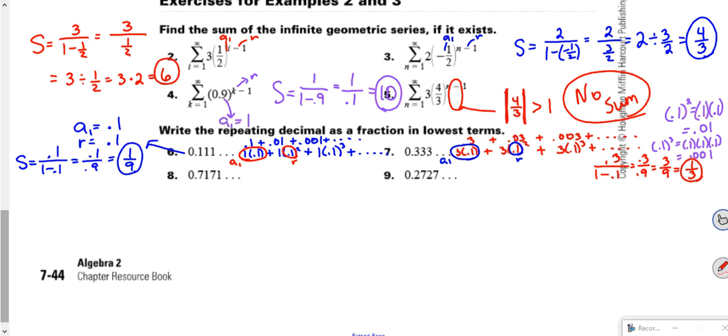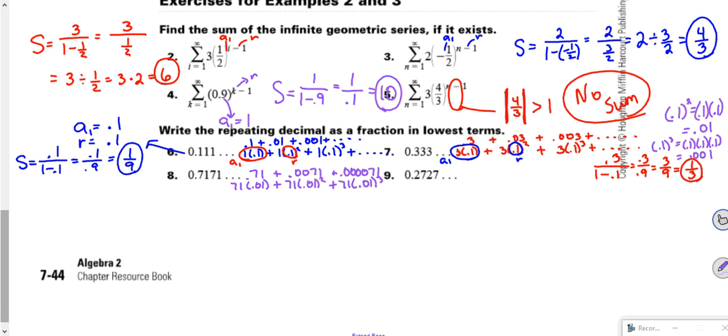Now, 8. We've gone from repeating one digit to repeating 2 digits. So let me write this out. This is going to be 0.71 plus 0.0071 plus 0.000071, and so on and so forth. So this is 71 times 0.01 plus 71 times 0.01 squared plus 71 times 0.01 cubed, and so on.